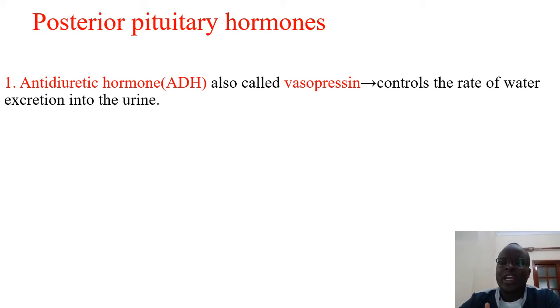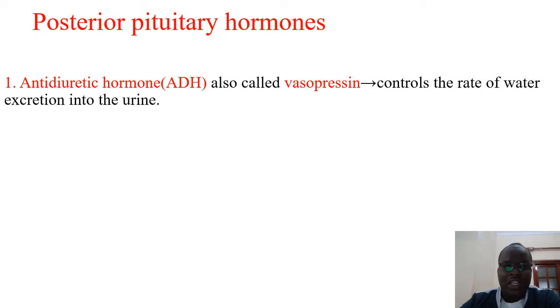But when it binds to V1 receptors within the smooth muscle cells in the walls of the blood vessels, it will cause contraction of those smooth muscle cells. So it will bring about general vasoconstriction. So it has two functions there. So there are two hormones.